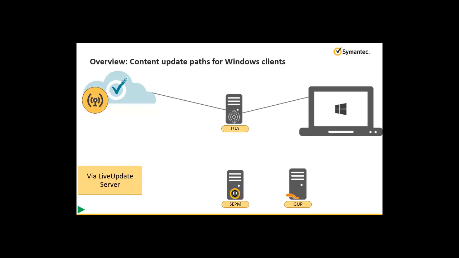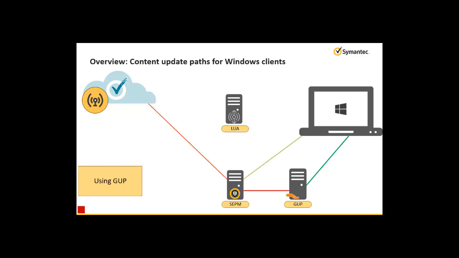There are several content update paths available for the Windows client. The Windows client can download content directly from the SEPM, and you can also configure a GUP, known as a Group Update Provider, to act as a content proxy. The screen shows the SEPM downloading content from Semantic Live Update in both instances. The SEPM can provide content directly to the clients, or one or more group update providers.